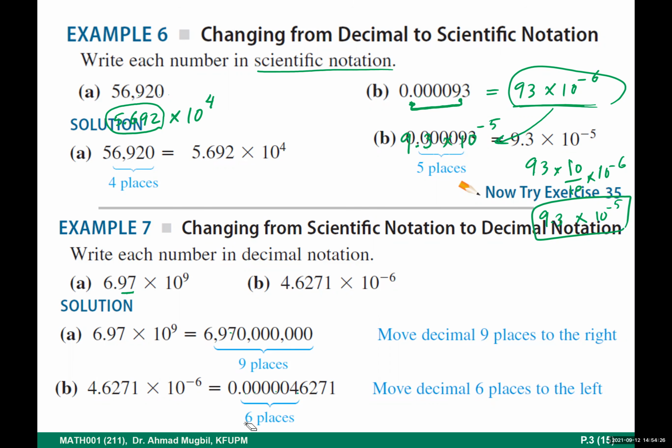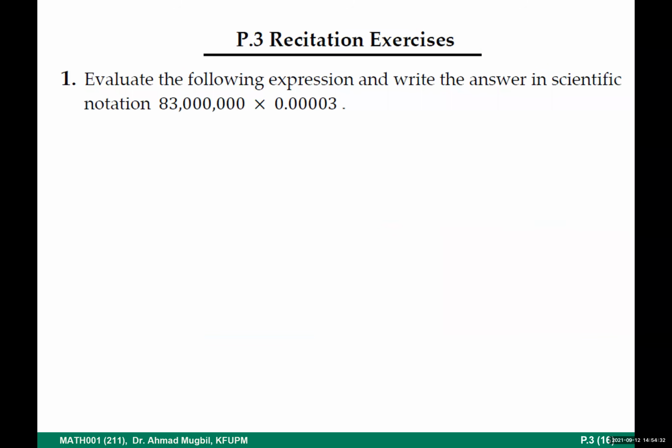Practice by doing this several times, and you will be able to do it. Just think about how many digits you need to move to the right or to the left. I expect now that you will be able to solve this ya shabab recitation exercise. Here you need to do 2 things. Evaluate this expression and then write it in scientific notation. Evaluating this is not difficult.